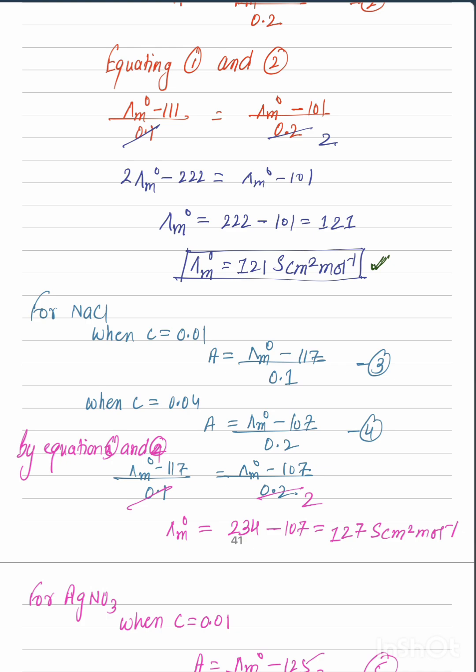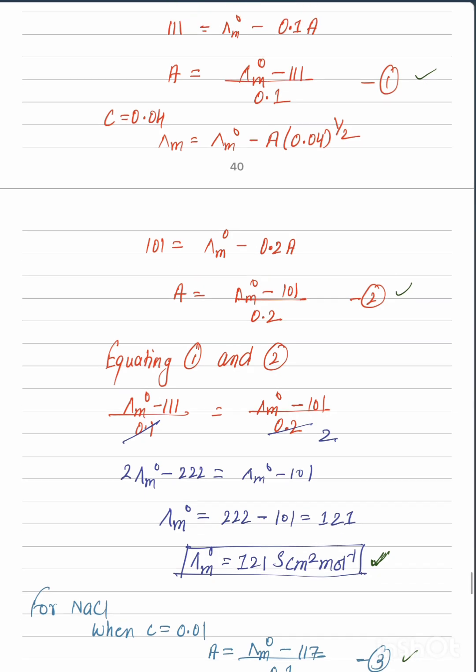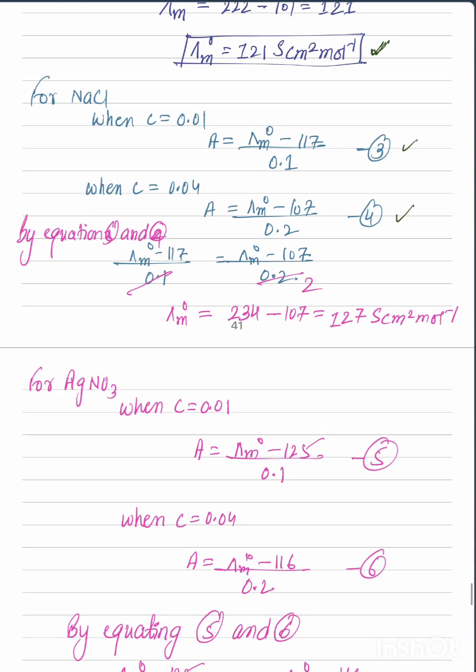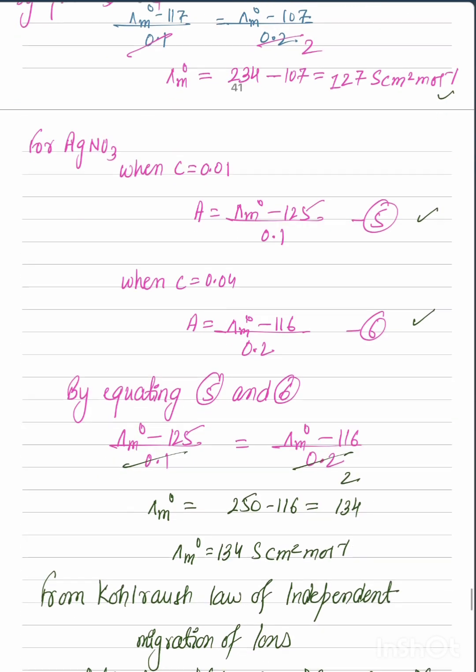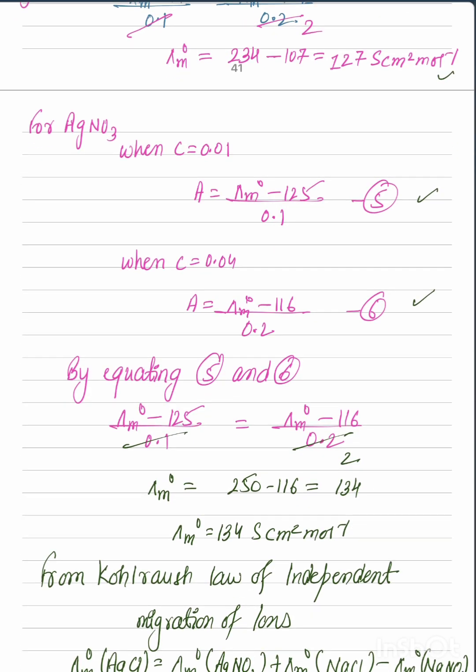Then in the next step, we take the NaCl salt. For the NaCl salt, we have two concentrations, 0.01 and 0.04. Values of lambda m for these concentrations are given. We use those two values, and we have two equations, 3 and 4, similarly as we calculated for the NaNO3. By equating these two equations, we get the lambda m naught for the NaCl. Similarly, for the AgNO3, we use two concentrations, two values of A, and by equating these two equations, we get the lambda m naught for the AgNO3. And these are the three values we get for the three salts given in the question.